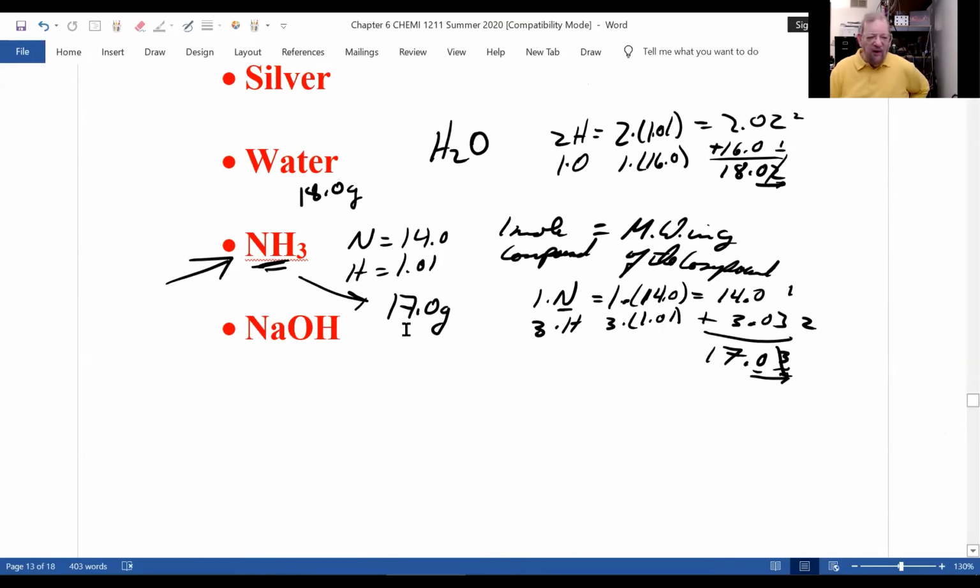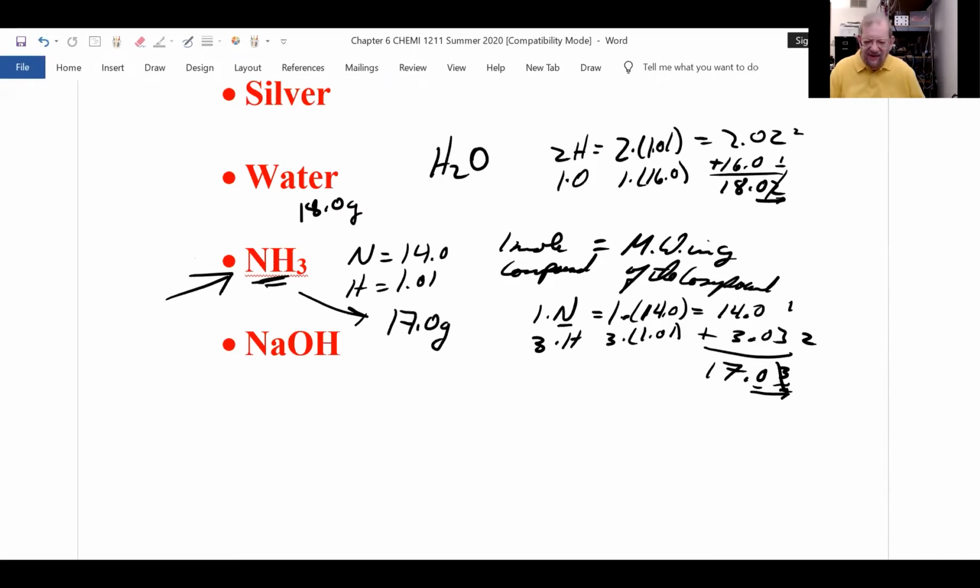Remember, 1 mole of a compound equals the molecular weight. The molecular weight is the sum of all atomic weights. 1 nitrogen, 3 hydrogen. Atomic weight of nitrogen, 14.0. Hydrogen, 1.01 to 3 significant figures. Multiply, add, round off properly. And hopefully that is that. I'll let you catch up and write it down if you need to.